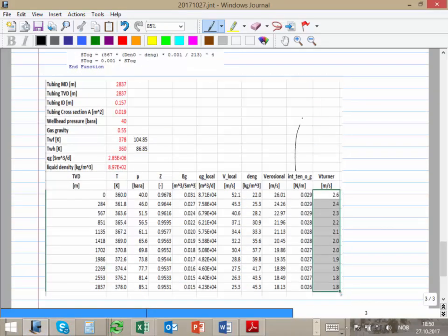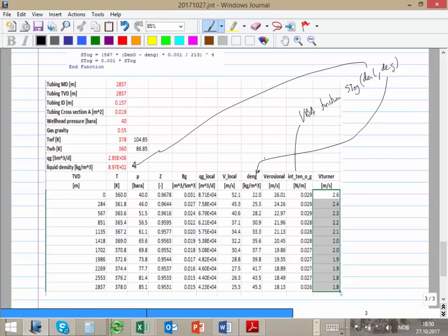Okay, so this one was the function, that's a VBA function called STOG, and that depends on the density of the liquid. Well, density of the liquid and density of the gas. So here it is taking this number, and here it is taking this number. And this one is also a VBA function called B Turner that depends on the density of the liquid, density of the gas, and this interfacial tension. And the interfacial tension comes from this column. Okay, so now let's plot how that looks.